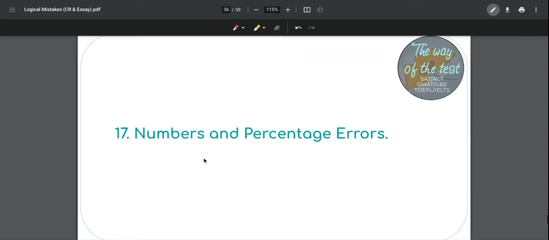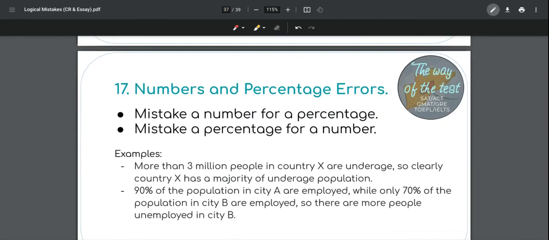And the last mistake, numbers and percentage errors. These are, again, something that happens a lot. We basically have two types of mistake. We either mistake a number for a percentage or mistake a percentage for a number. So, for example, in number one: more than 3 million people in country X are underage, so clearly country X has a majority underage population. Why? Because the number 3 million sounds like a lot of people, but we don't know the total population of country X. Maybe it's 100 million, in which case 3 million will not be a majority. Maybe it's 4 million, in which case 3 million will be a majority. So just by the number itself, we don't have the total. We don't know whether this represents a majority or not.